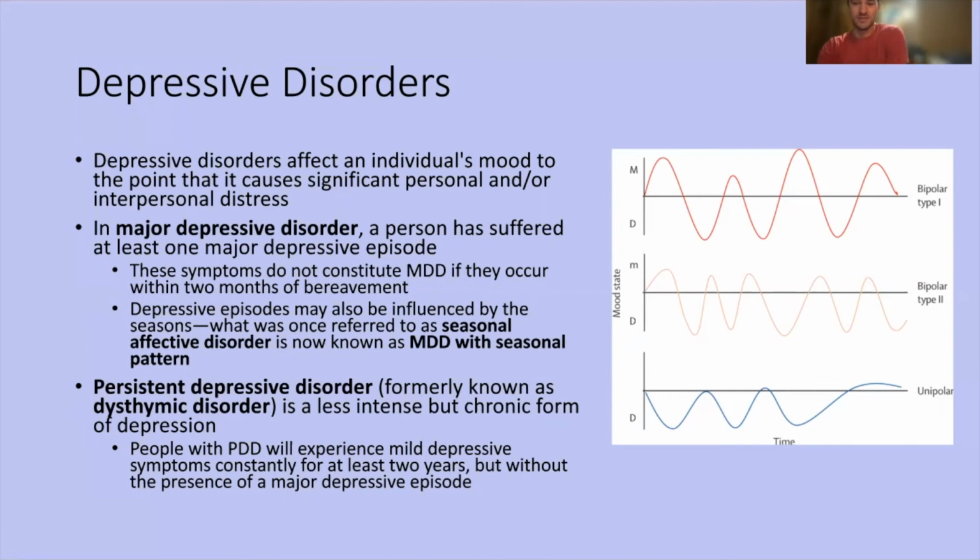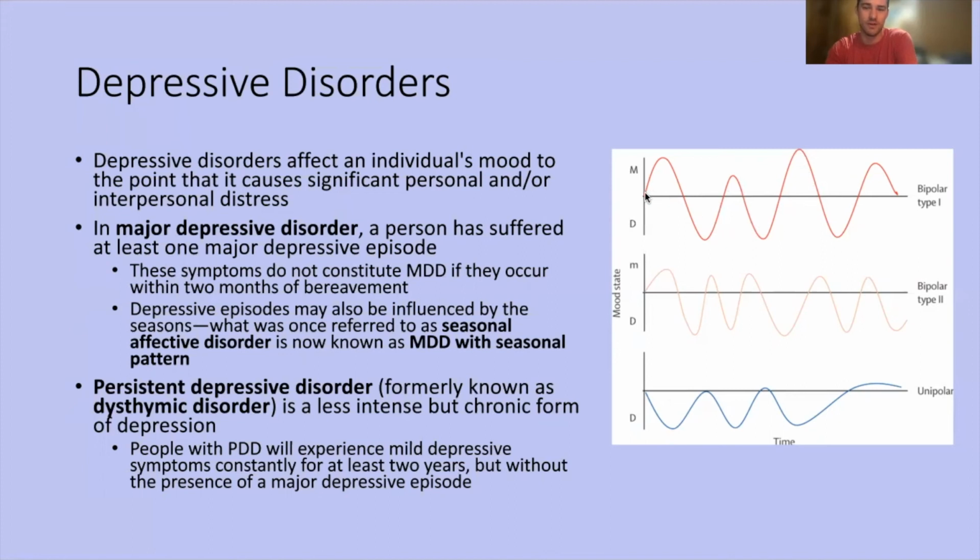So this diagram to the right, you can take a look at if you'd like. The M and D to the left on the y-axis just means mania and depression. To the right, you see the type of disorder we're talking about. And this basically just maps a person's state throughout time.